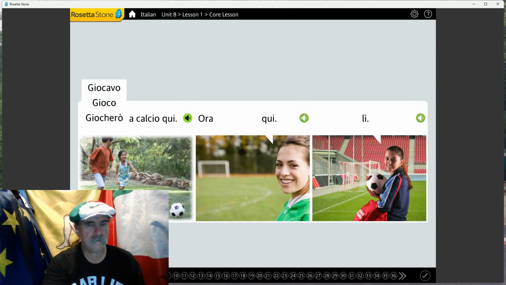A calcio qui. Giocavo, giocherò, gioco. That's oro gioco qui.